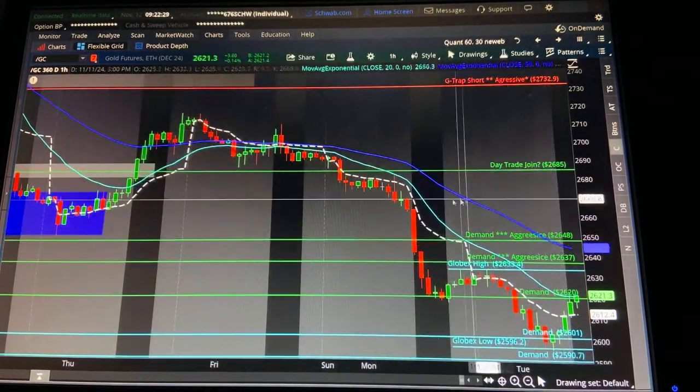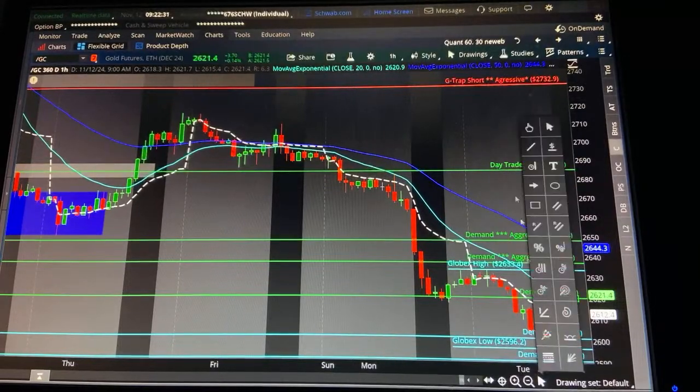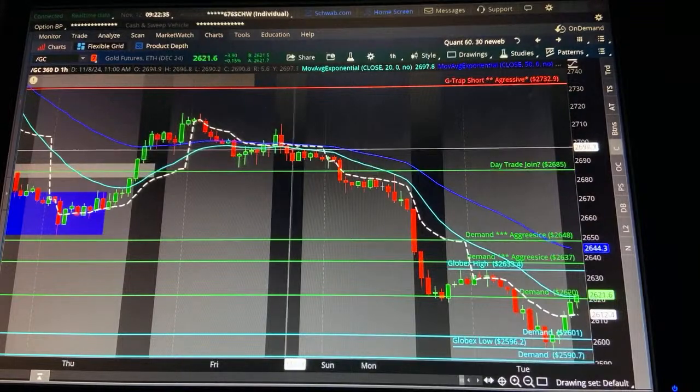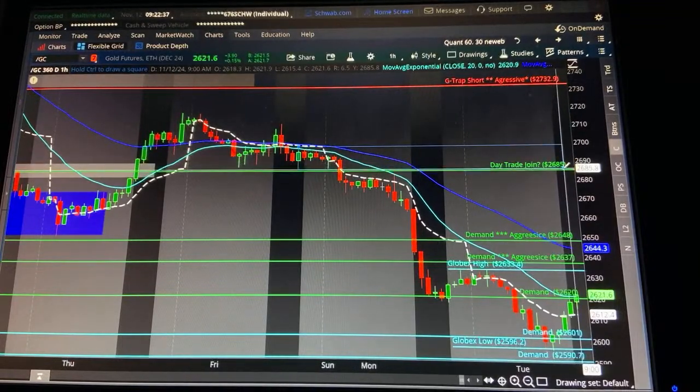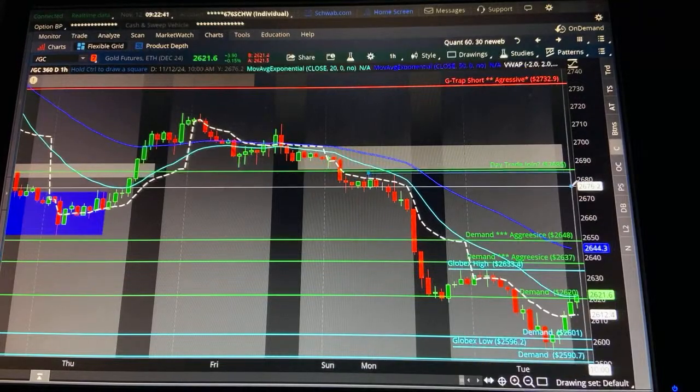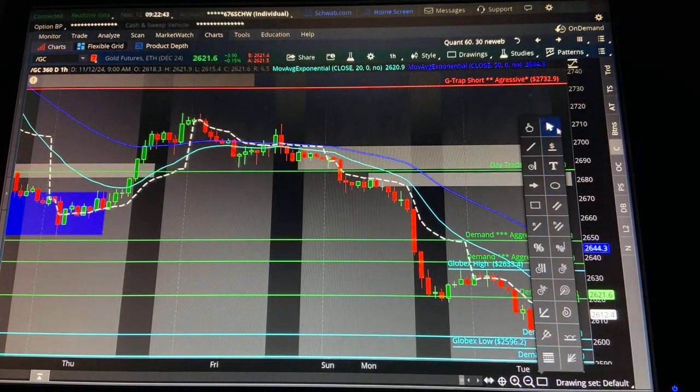Do we have supply here? Yeah, we do. There's a couple of levels up in here to lean against.